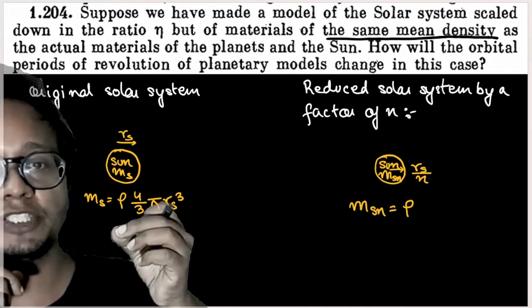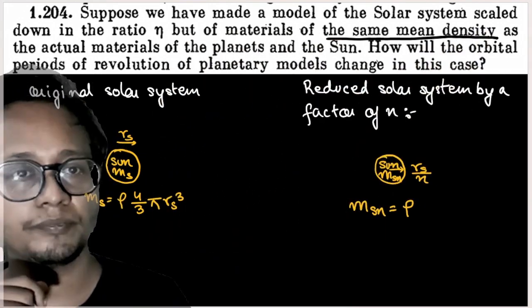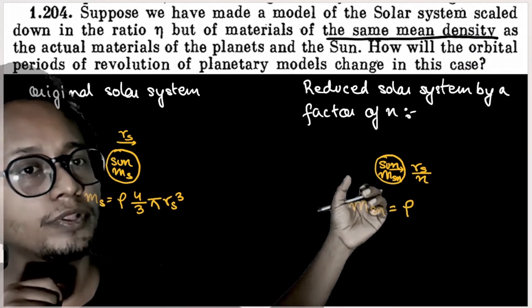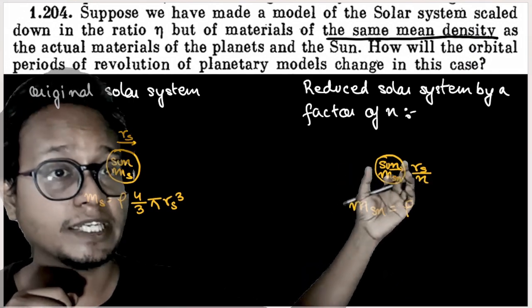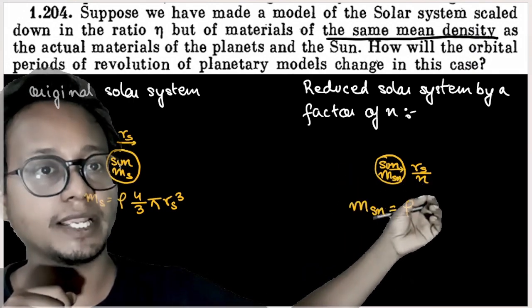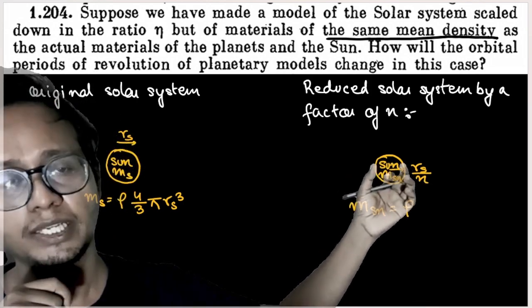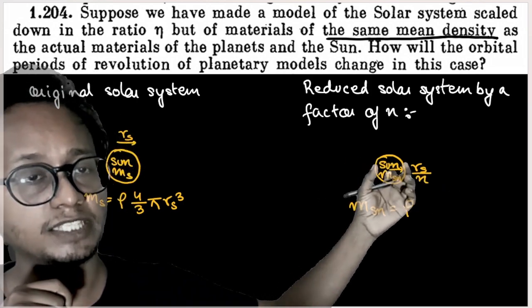Why? Because the density of each object in our solar system remains the same. Okay, same density into new volume. So what is the new volume? 4/3 pi r cube. What is the new radius of a reduced sun? Rs by n. That means if the value of n is 2, the radius of the sun has been halved. If n is 4, the radius of the sun has been quartered.